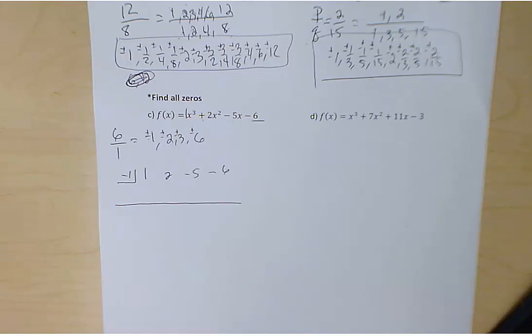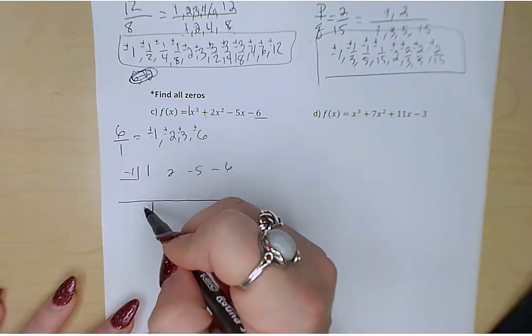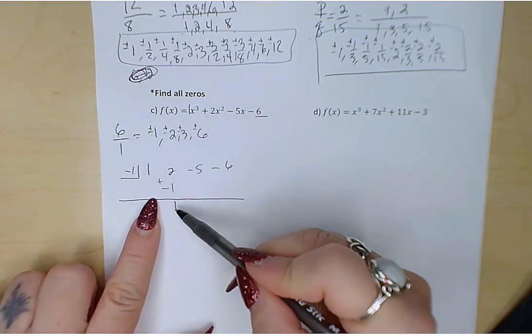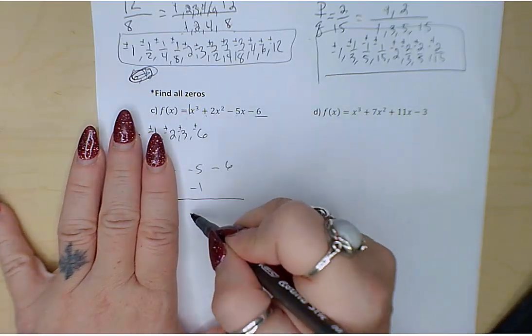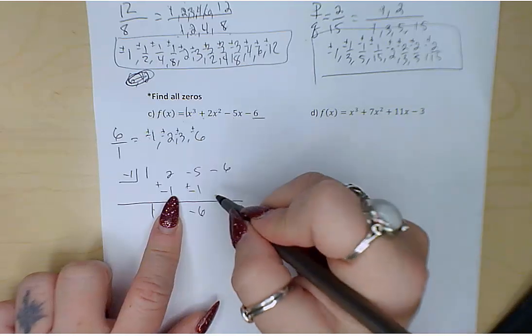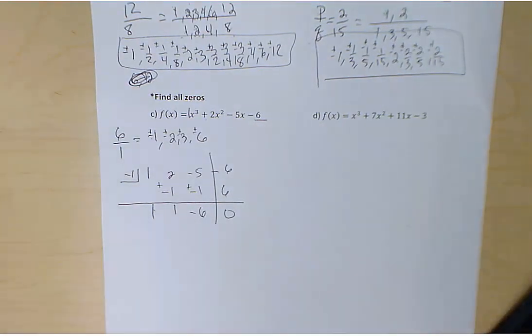If you need a little bit more refresher on synthetic division, I would make sure to go back and watch one of the videos over that real quickly. Otherwise, drop down your 1, multiply and add. 1 times -1 is -1. When we add, we get 1. When we multiply, we get -1. When we add, we get -6. When we multiply, -6 times -1 is a 6. And when we add, we do get a 0 here. That means -1 is a solution to this polynomial equation.